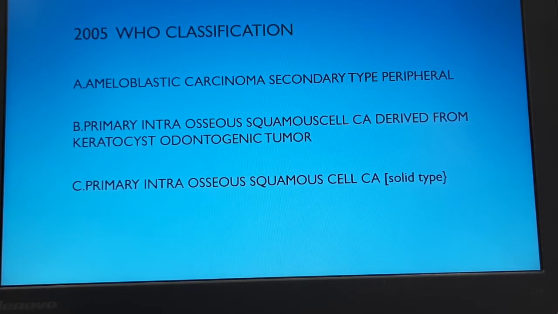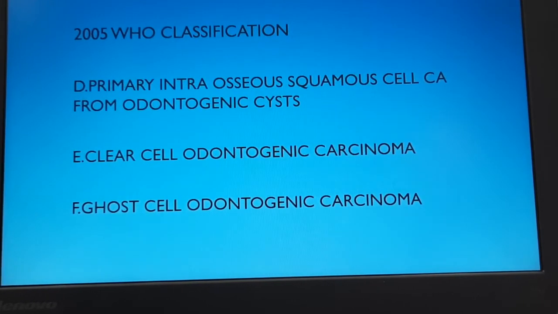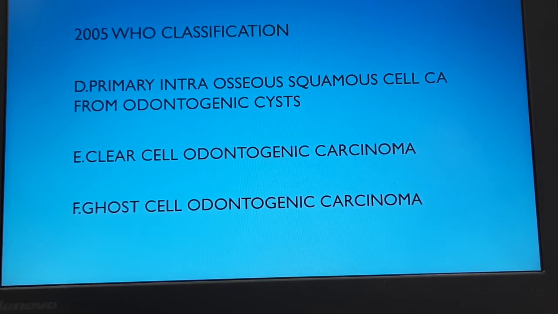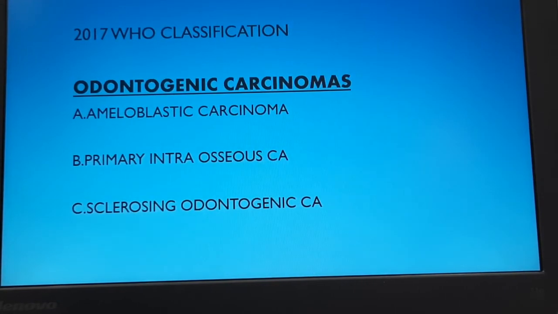Thirdly, you find primary intraosseous squamous cell carcinoma, which could be of a solid type. The WHO classification regarding the primary intraosseous squamous cell carcinoma from odontogenic cysts, especially the odontogenic keratocysts, was described recently. The clear cell odontogenic carcinoma and the ghost cell odontogenic carcinoma were also described.